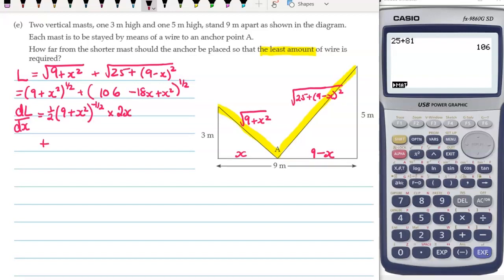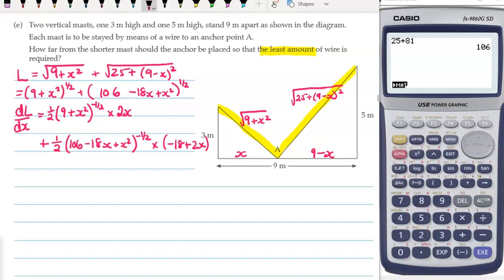Then we'll add on the derivative of the other one, so half, again, that gets reduced by minus half there, inside stays the same, and then we times by the derivative of the inside, which is minus 18 plus 2x. Now I'm going to want to set that equal to 0, but before I do, I'm going to tidy it up because that's not going to be easy to work with algebraically as it is at the moment.